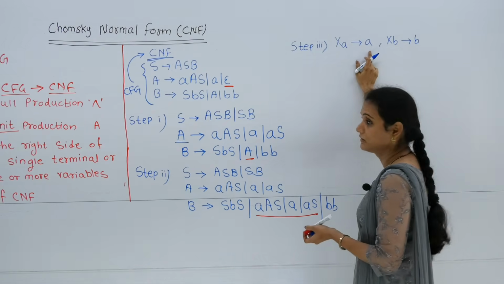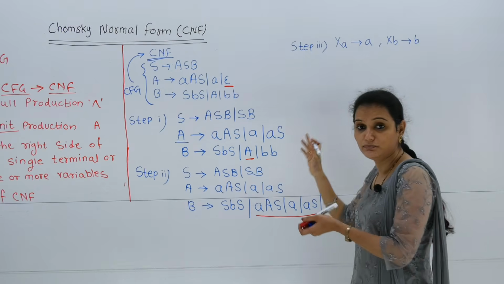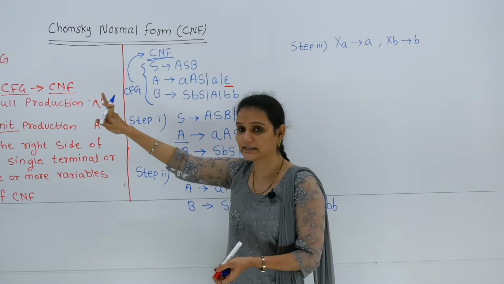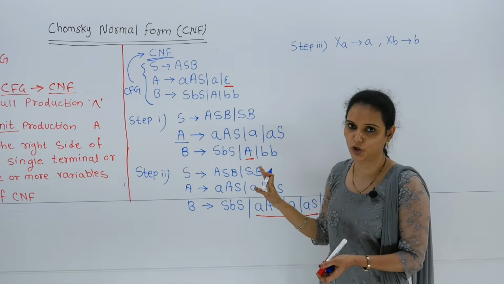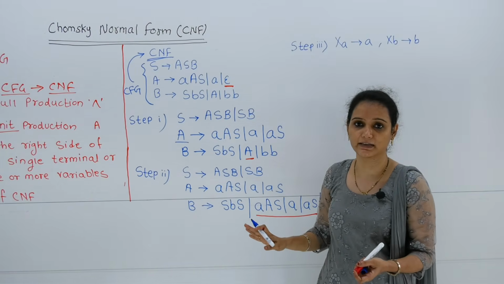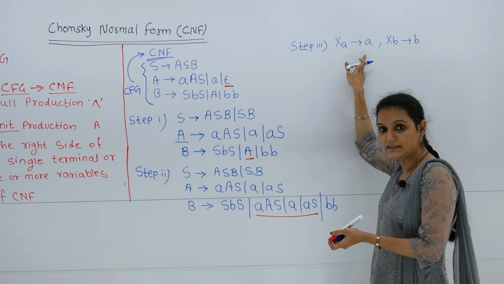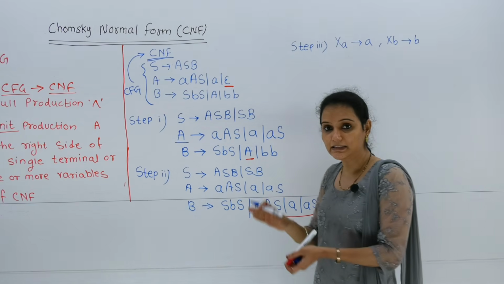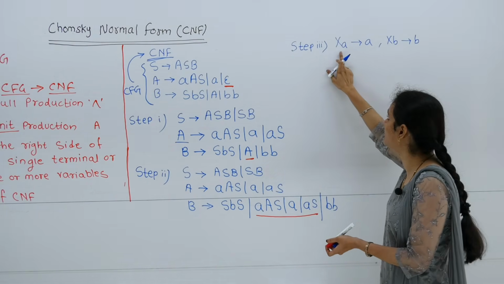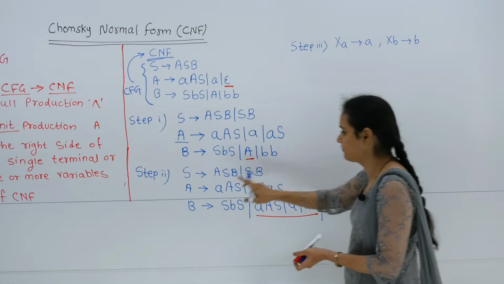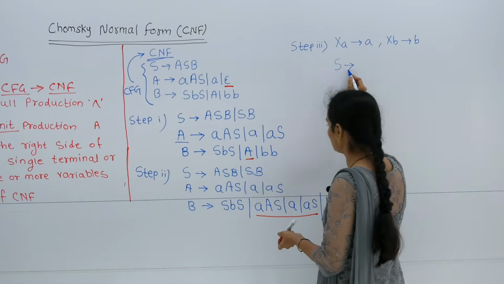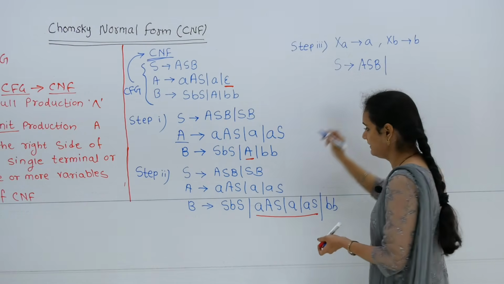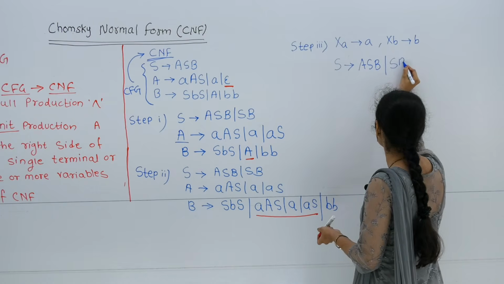So wherever a terminal is present with a non-terminal: if a single terminal is present, it is already in Chomsky normal form, therefore we are not going to replace it. If it is a string of terminal and non-terminal, the terminal we are going to replace by the non-terminal XA. Therefore here we write S produces ASB as it is, ASB, then SB. Here also no terminal is present.